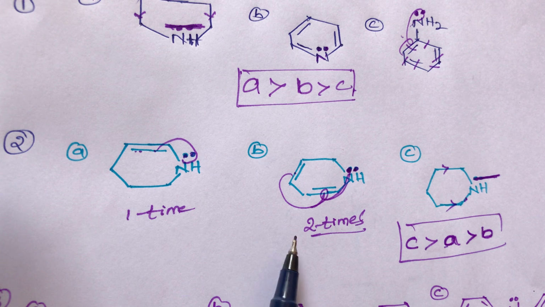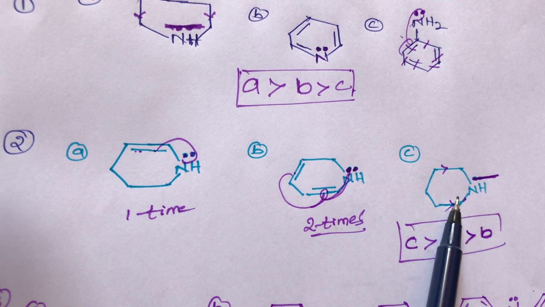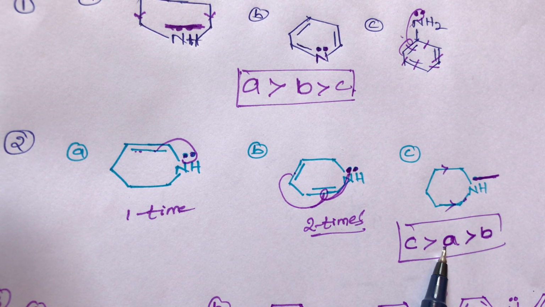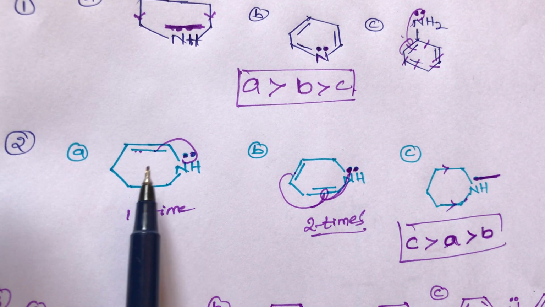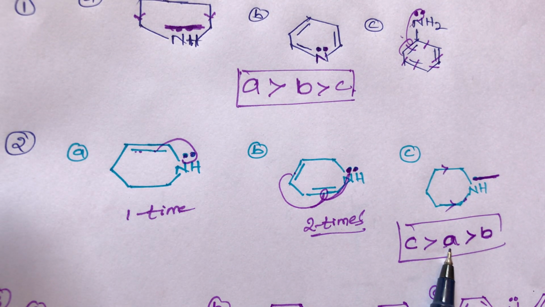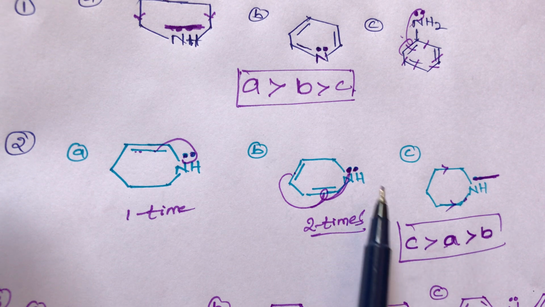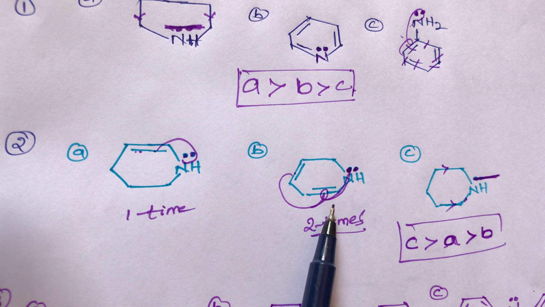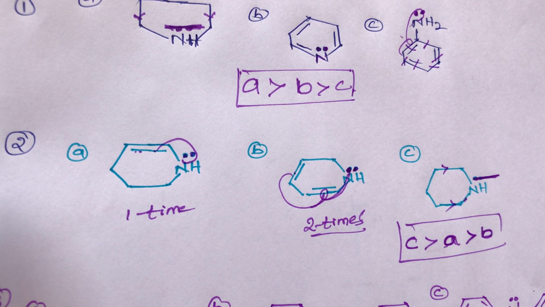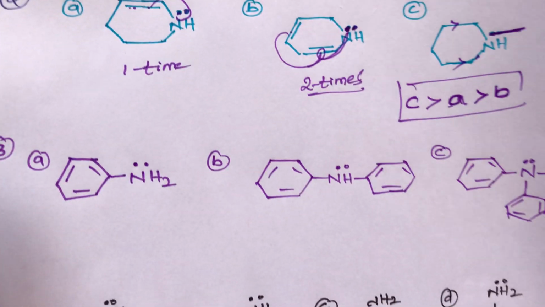So out of these three, which one has more basic strength? C compound is more basic than A compound. A compound participates in the resonance only one time, that's why A compound is more basic than B compound. B compound participates in the resonance 2 times, so that is the reason. So B compound is the least basic. This is the second example. Now take the third one.